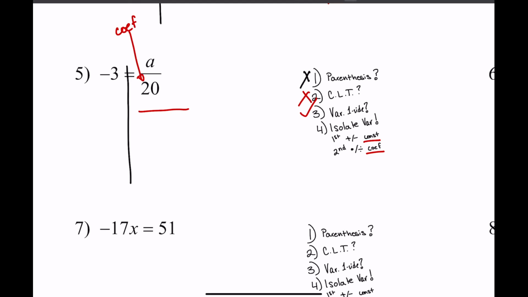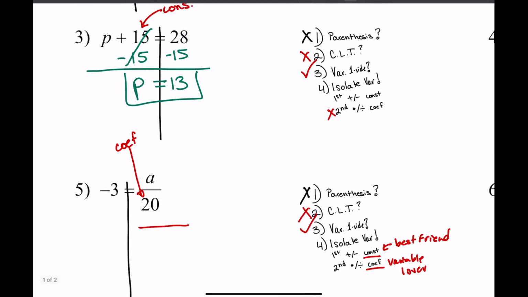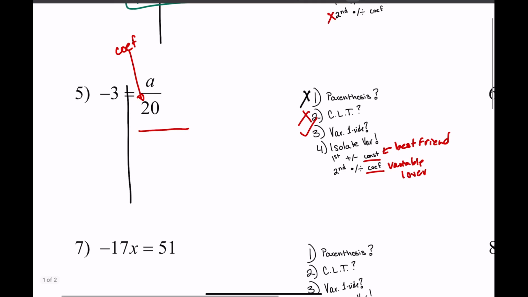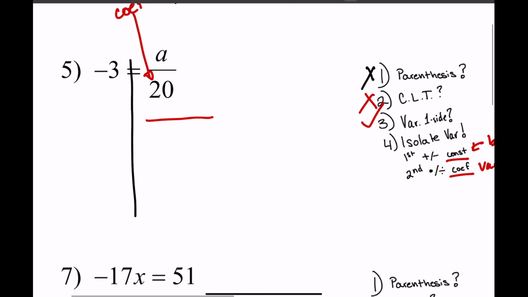Okay, so coefficients are like a variable lover, which is such a bad thing to say. But a constant is more like a best friend, right? Because see how the constant's with the variable on this side over here, but not attached to them, versus a coefficient's attached. Maybe lover is not a good word. A variable BF or GF, right? Depending on how you want to describe it.